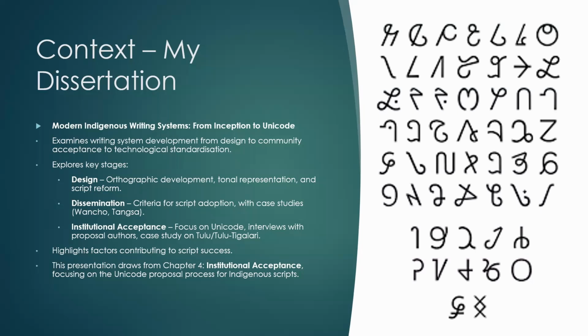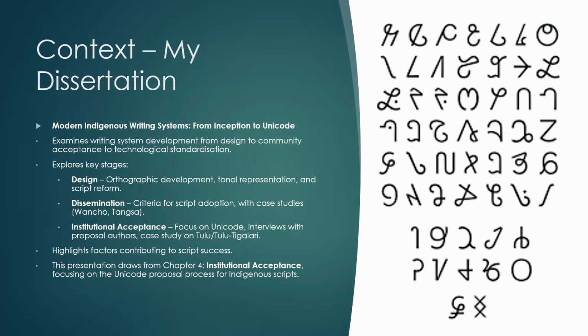The design stage is more what I've talked about in the past at the WAVE conference. I talked about implementation of visual cultural elements into the design of the actual graphemes in the script. The next chapter is on dissemination, and I talk about criteria for script adoption, with case studies from Arunachal Pradesh in the northeast of India, from the Wancho and Tongsa languages and writing systems. Then I talk about institutional acceptance, both internal and external. By internal I mean local, state and national governments and education systems, and by external institutional acceptance, I mean organizations such as Unicode and the ISO, the International Standards Organization.